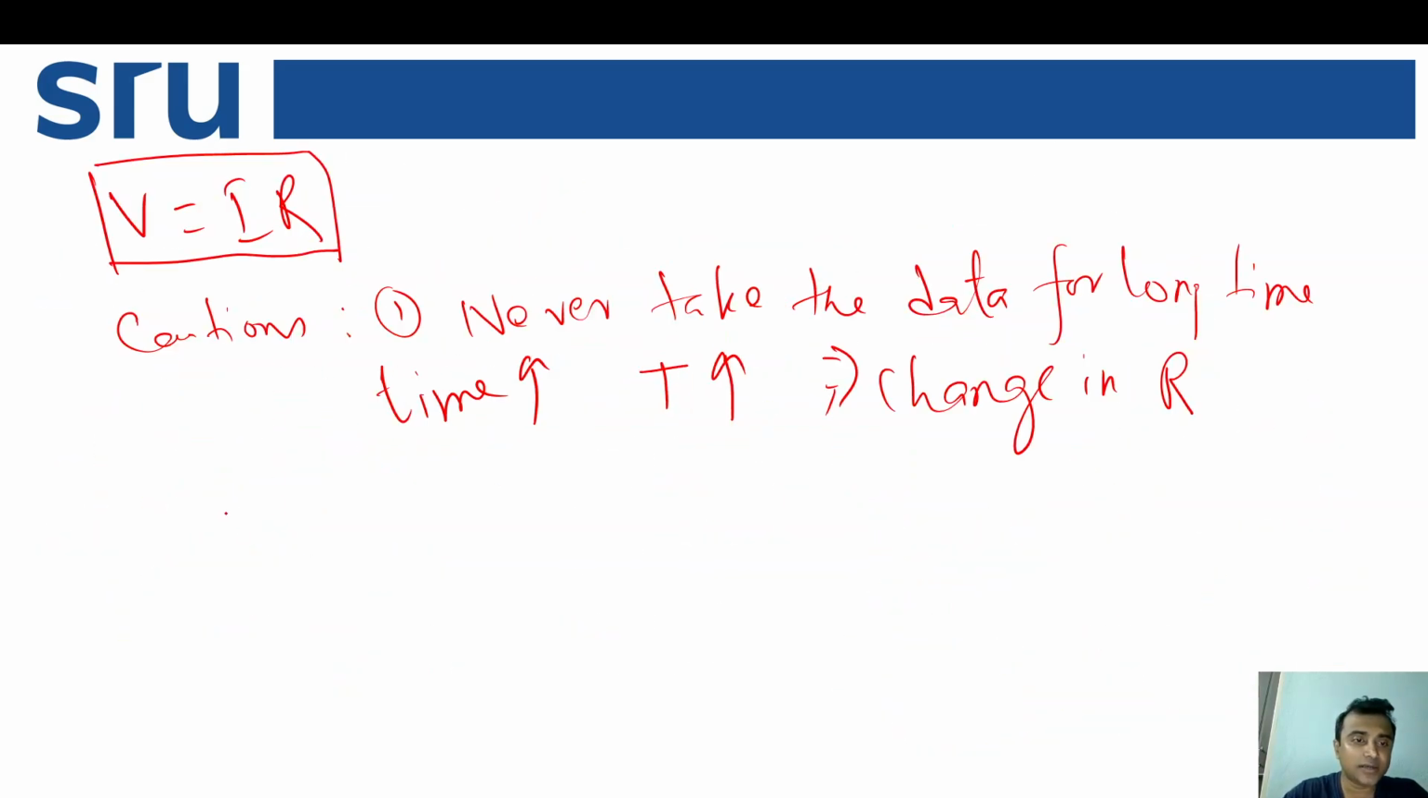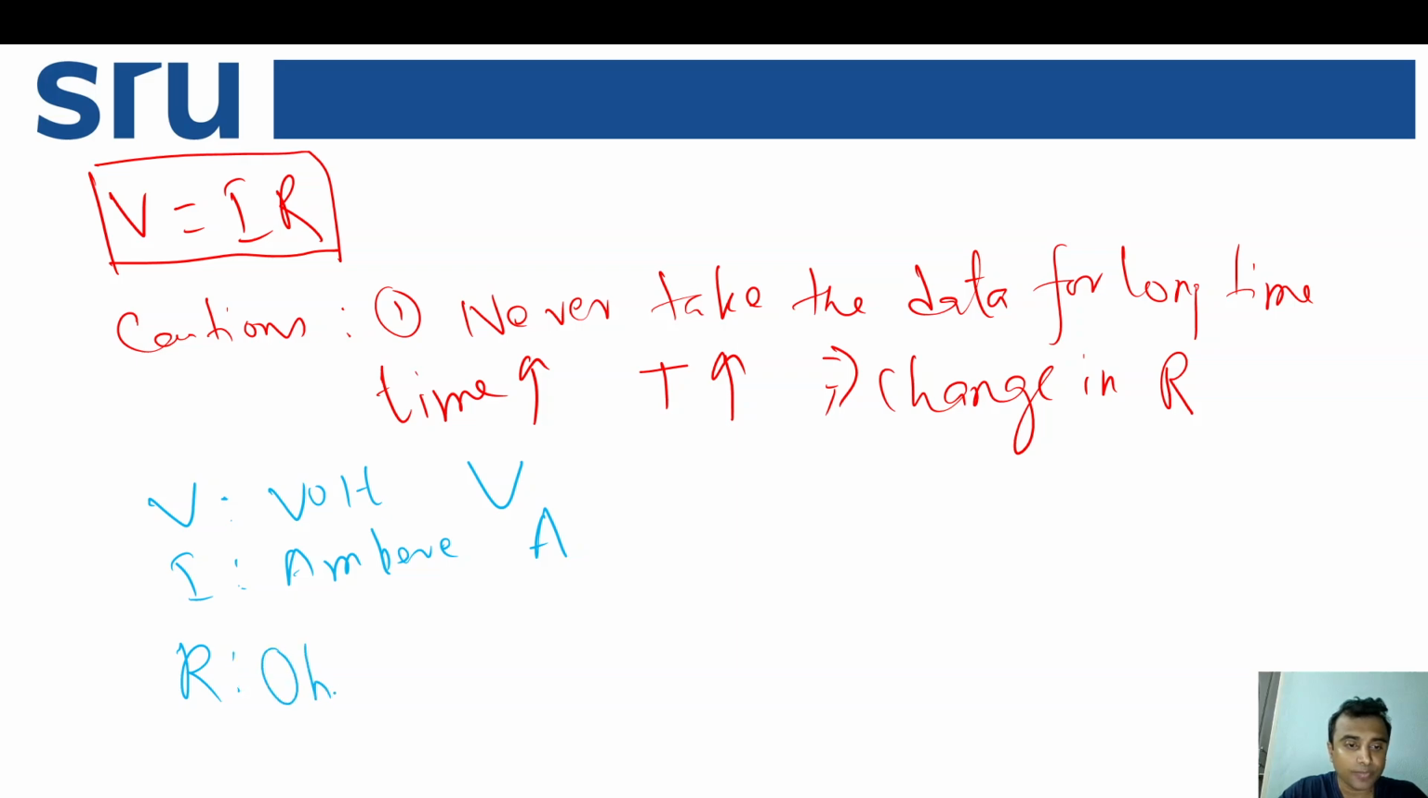Now we actually got this condition V equal to IR. So now we can take a look at it. V has a unit of volt, and the symbol is V. I has a unit of ampere, and this has a symbol of A. And the resistance has a unit of ohm, which is written by the Greek letter omega, capital omega.